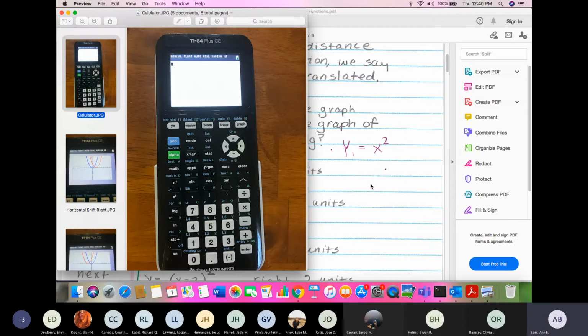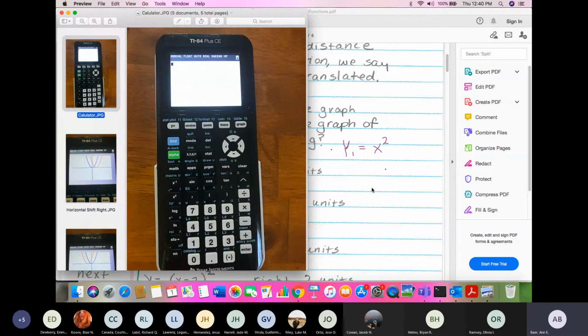Left, right, up, or down? So I won't attach a name to whoever answered the question. I just want you to participate. I think it's more fun if I'm trying to encourage participation. So what do we do to the parent graph to get the graph of y equals x squared plus 2?